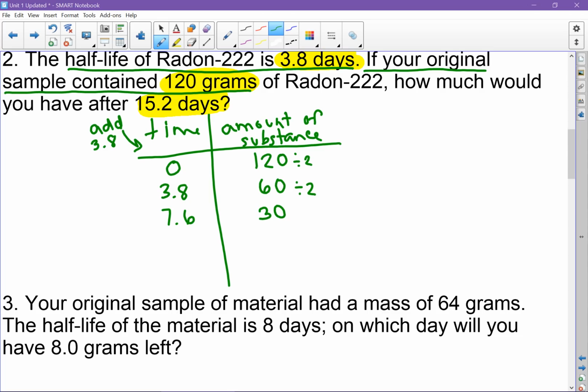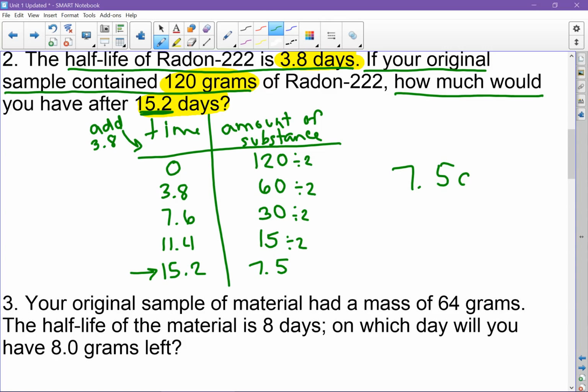So you could do this all day, but you don't want to. The other number that we haven't used yet is this 15.2. So let's keep adding up our time until we get to 15.2. So 7.6 plus another half-life of 3.8 is 11.4, plus another one is 15.2. So there's where we want to stop. So let's figure out our grams for that time. So if I have 30, divide it in half, I'll have 15 grams after this 11.4. So another half-life goes by, divide it in half again, I will have 7.5 grams. So how much would we have left is 7.5 grams.